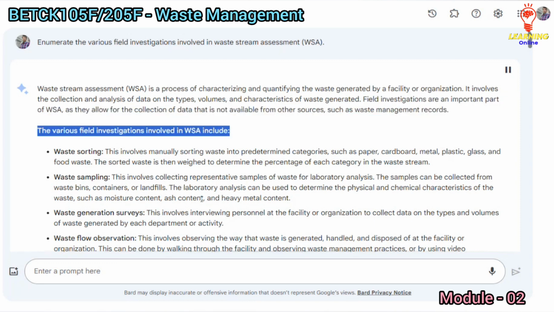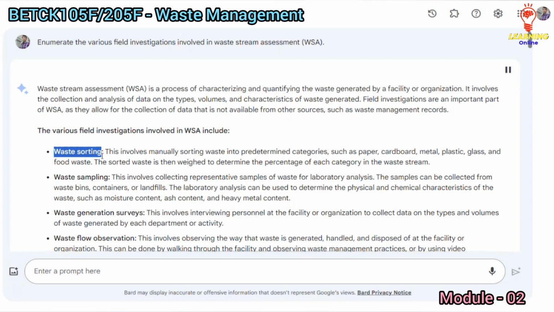The various field investigations involved in WSA include waste sorting. This involves manually sorting waste into predetermined categories, such as paper, cardboard, metal, plastic, glass, and food waste. The sorted waste is then weighed to determine the percentage of each category in the waste stream.